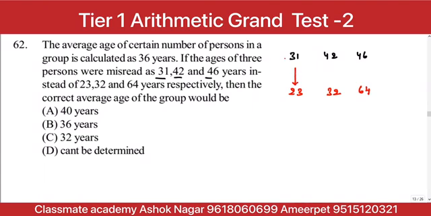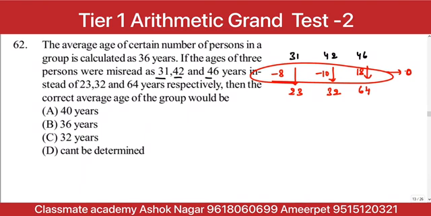How much is the change? You need to replace them by 23, 32 and 64. How much less is it? 10 less, 18 more. Is there any deviation? If you replace them, there is no difference in the sum. The sum differs by 0, and if the sum differs by 0, the average does not change. Even if you replace 31, 42, 46 with 23, 32, 64, the sum does not change. As long as the sum stays the same, the average remains the same. So what is the average? It remains 36 only.